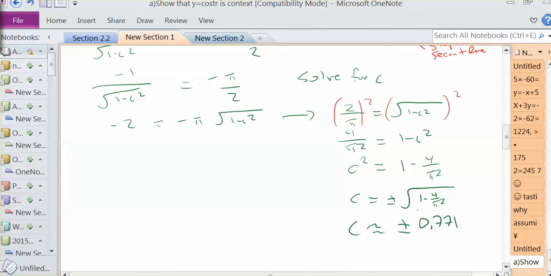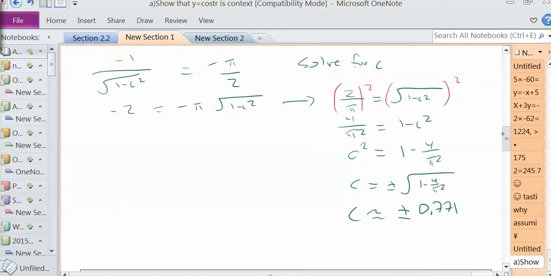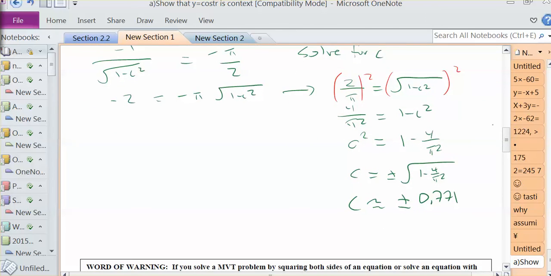So it looks like there's two different values of C that guarantee that the derivative equals the average rate of change. And if you look back at our graph, those C values look like they'd be about 0.771 or negative 0.771. And both are in our interval. So we're A-okay. So that's going to be the values of c that we need.